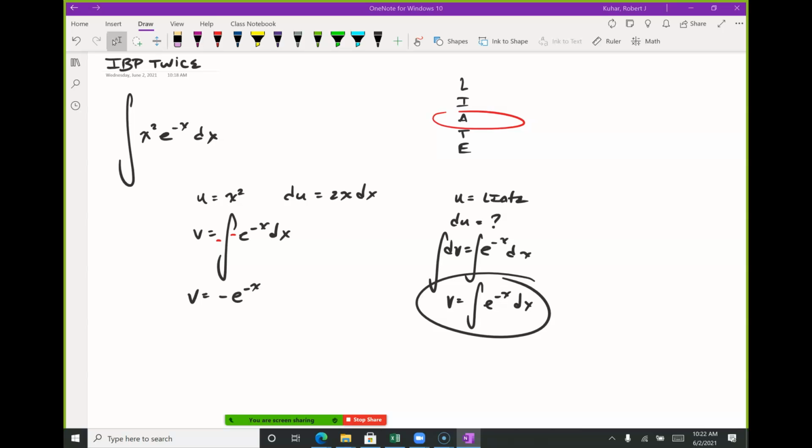So I've got the integral of x squared e to the minus x, and I need the u, which is x squared. I need the dv, uv, so minus x squared e to the minus x, minus the integral of v du, so 2x dx, sorry.